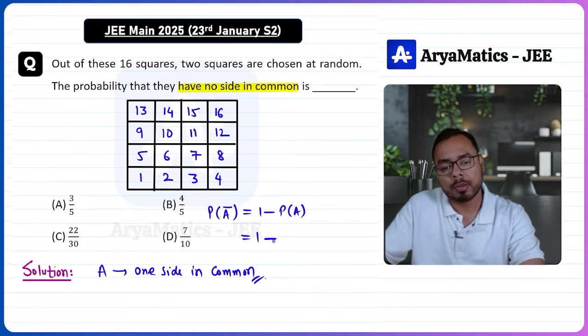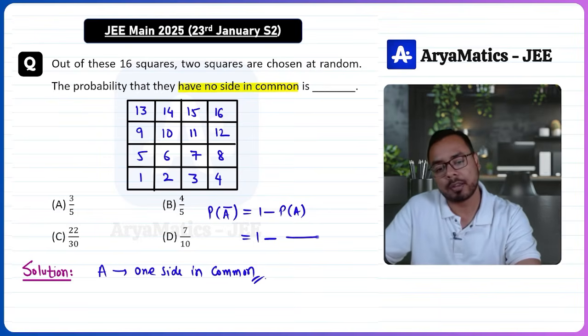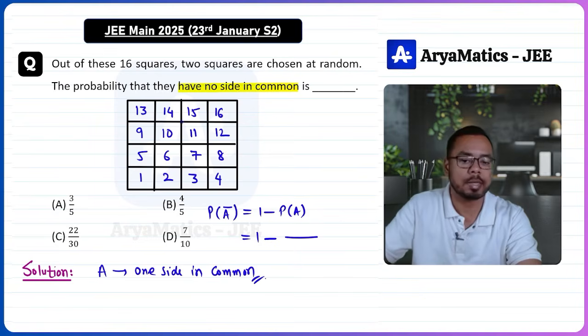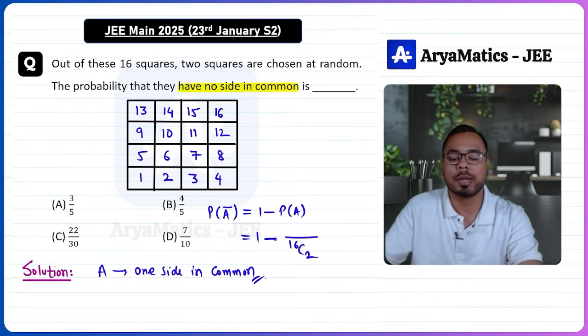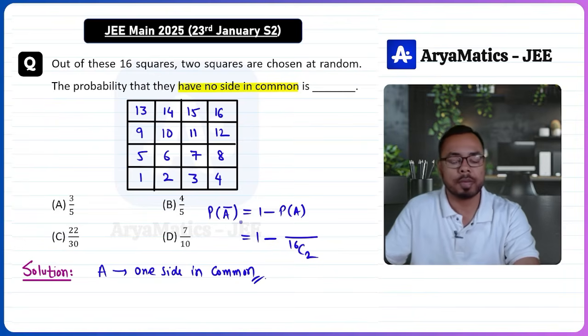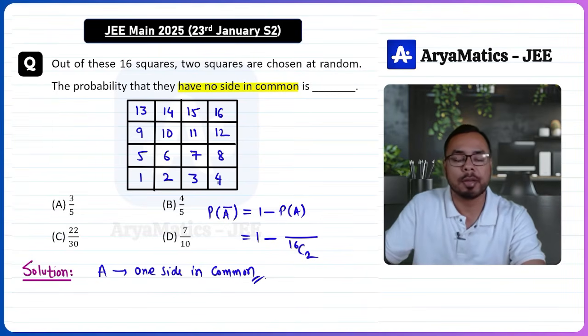And now the probability of this event A will be the number of favorable cases by the total number of cases. The total number of cases is not difficult to see. In total there are 16 squares and we are selecting any two squares, so the total number of cases will be 16C2. And we have to figure out how many favorable cases there are. That means in how many different ways we can pick two squares having one side in common.